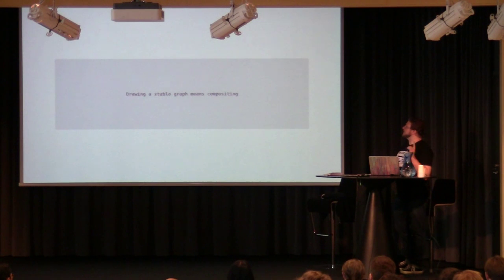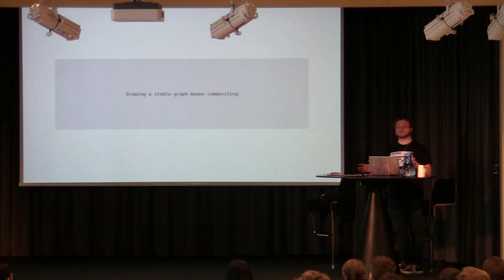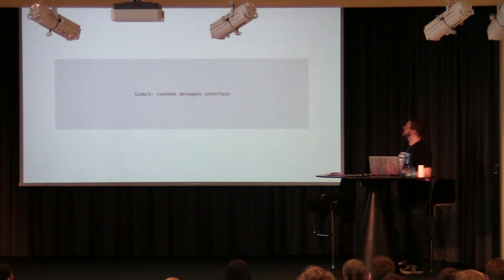Everything gets cached. And if the graph is stable, the scene did not change from one frame to the other. Well, or at least it changed in some places, but not everything. Then we just need to recompose it. And that, again, is fast. This, like the layout manager, you can delegate the content drawing. And we get to the other part now.